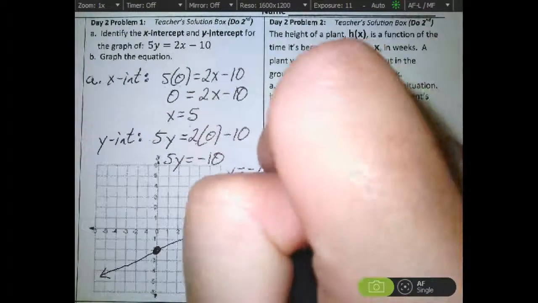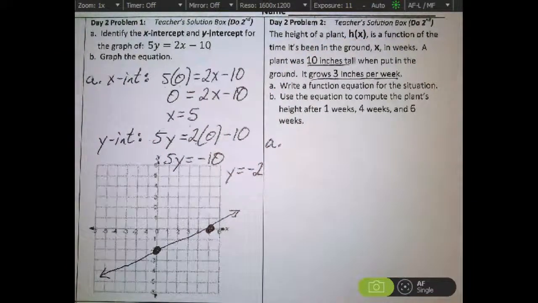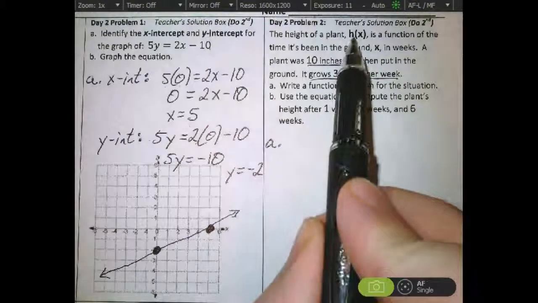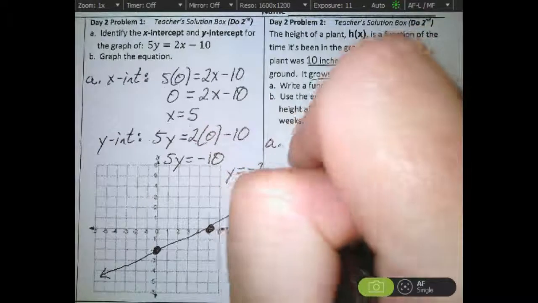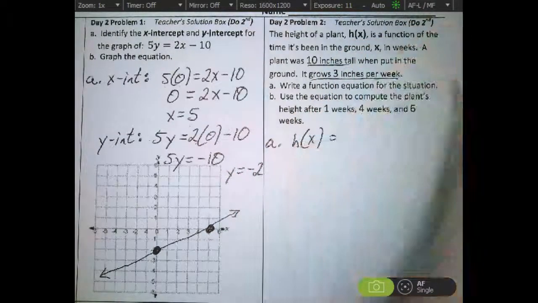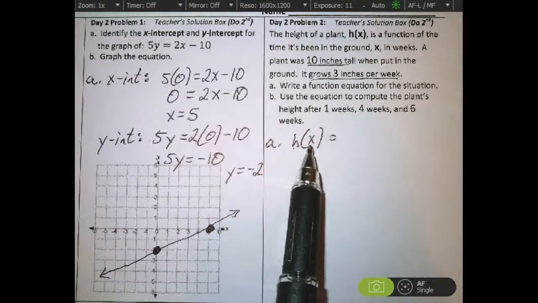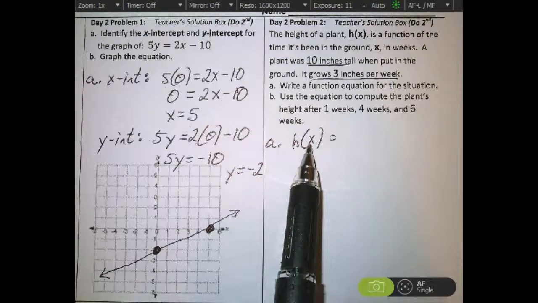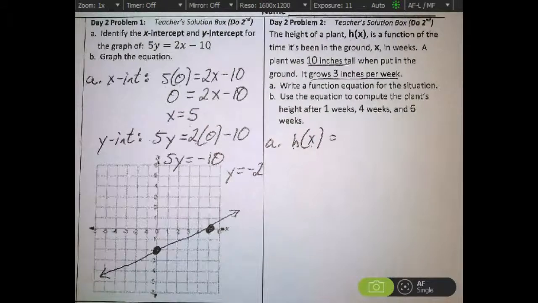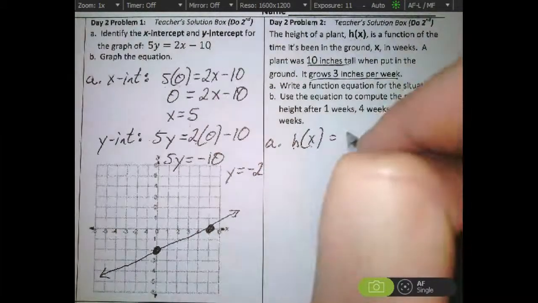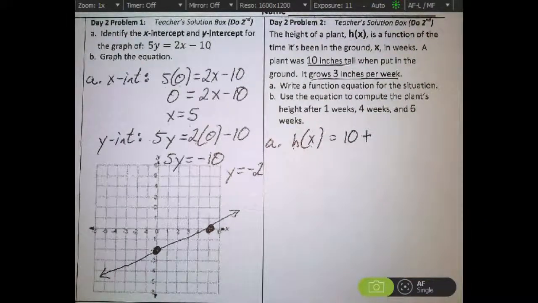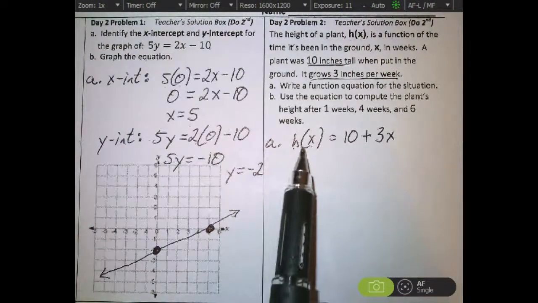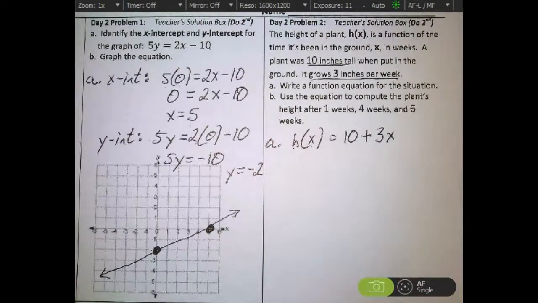Question A, write a function equation for the situation. And we're told to use the symbol h of x in our function equation. So h of x, the height of the plant at x weeks in the ground, is equal to what expression? Well, it's 10 inches tall to begin with, plus it grows 3 inches per week. That can be represented with 3x. So here is our function equation representing the height of the plant.